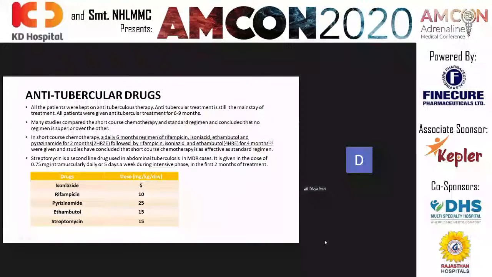Anti-tubercular drugs. All the patients were kept on anti-tuberculous therapy. Anti-tubercular treatment is still the mainstay of treatment, and all patients were given anti-tubercular treatment for 6 to 9 months. In short course chemotherapy, a daily 6 months regimen of HRZE for 2 months followed by HRE for 4 months was given, and studies concluded that short course chemotherapy is as effective as the standard regimen. Streptomycin, a second-line drug used in abdominal tuberculosis and MDR cases, was given in the dose of 0.75 milligram intramuscularly daily, 5 days a week during the intensive phase in the first 2 months of treatment.